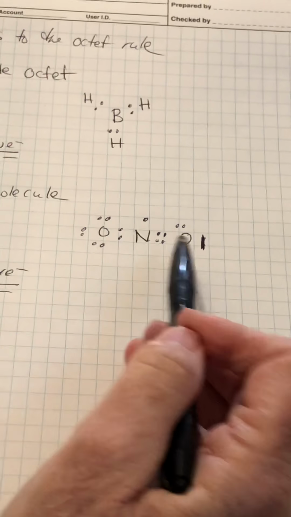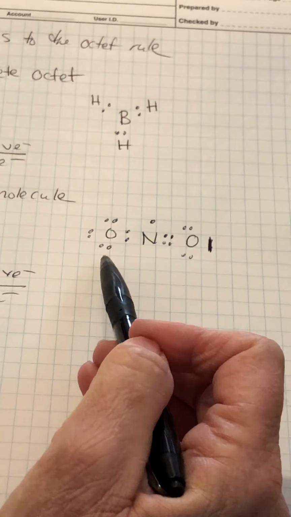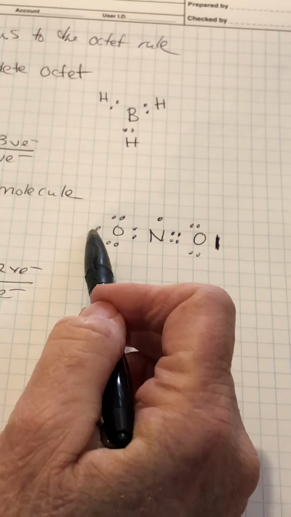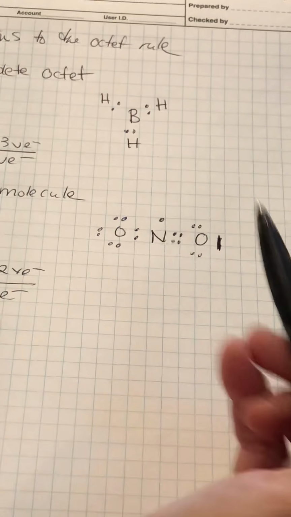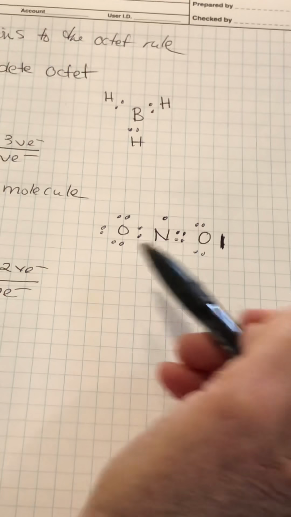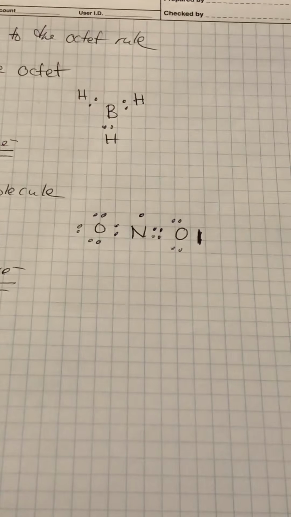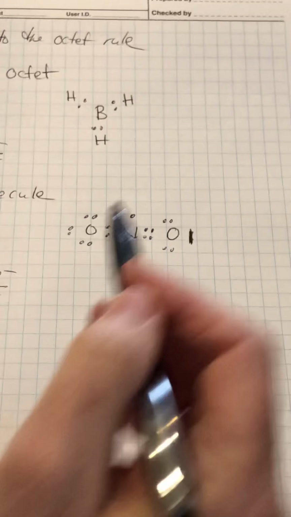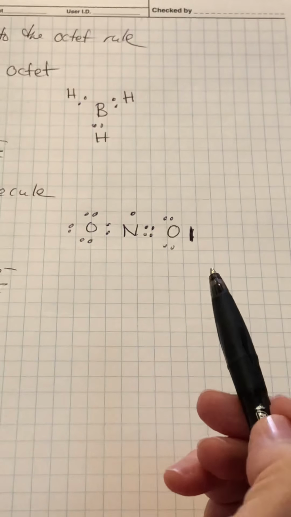You could have chosen either oxygen to remove the lone pair from and make a bonding pair, but in either case, you'd have 8, 8, and 7. Nitrogen, being less electronegative than oxygen, gets the 7 electrons rather than the 8.